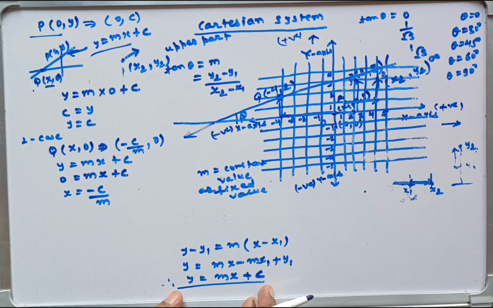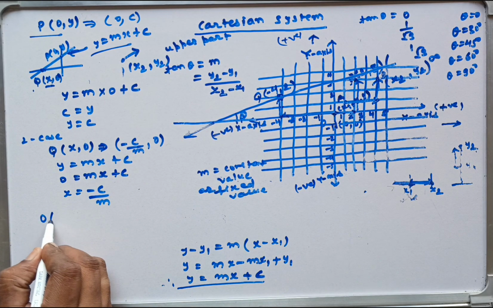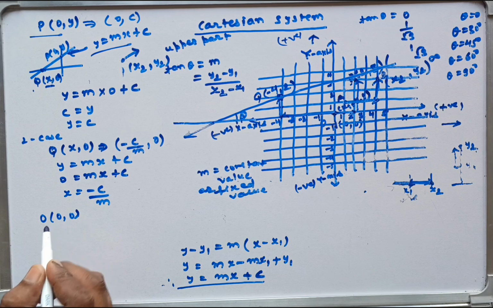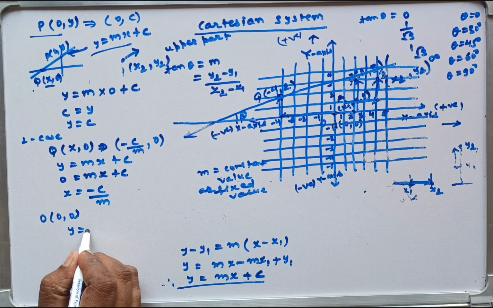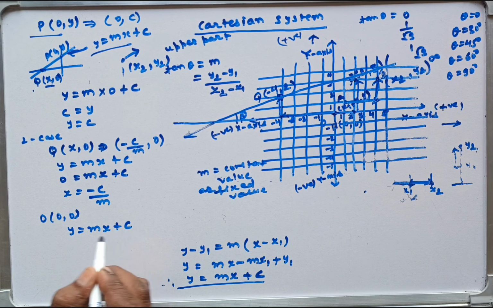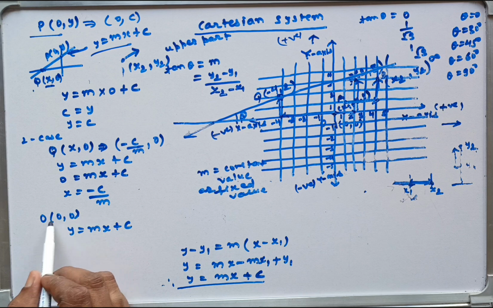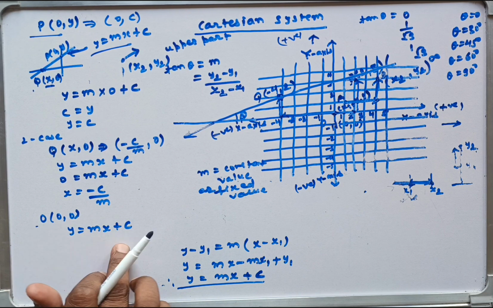Okay guys, so next one, whether this line is passing through the origin or not. How could you say? So guys, the origin has coordinates (0, 0). The general equation of a straight line is this. If the origin is lying on this line, then it must satisfy this equation.